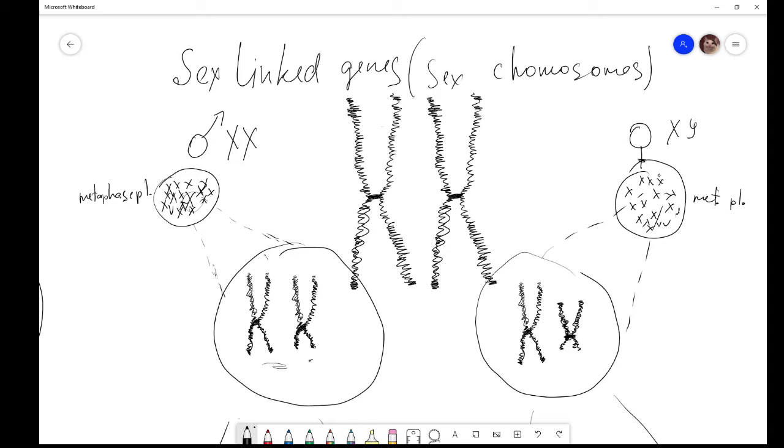The other, non-sex chromosomes are called autosomal chromosomes, and I draw them. These are both autosomal chromosomes. They are the same for males and females. They code for the same genes, not sex-linked genes. These are other genes.